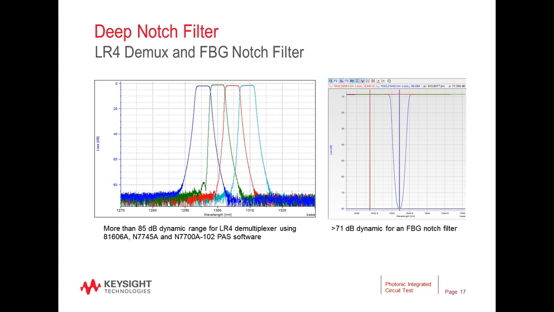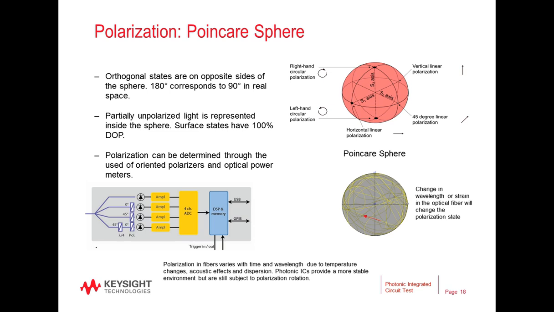Now I'll show some additional examples of dynamic range that's achieved during the measurement. In the figure on the left is the demultiplexer result showing 4 superimposed channel outputs where we see over 85 dB of dynamic range. On the right is a really deep notch filter where 71 dB of dynamic range is demonstrated using a low SSE laser. And that's a pretty good result.